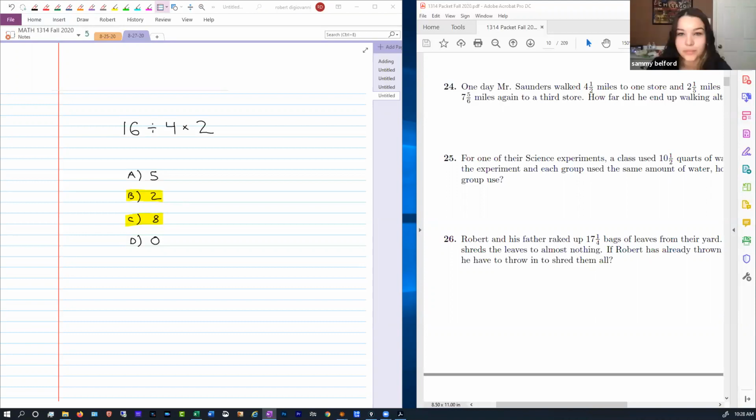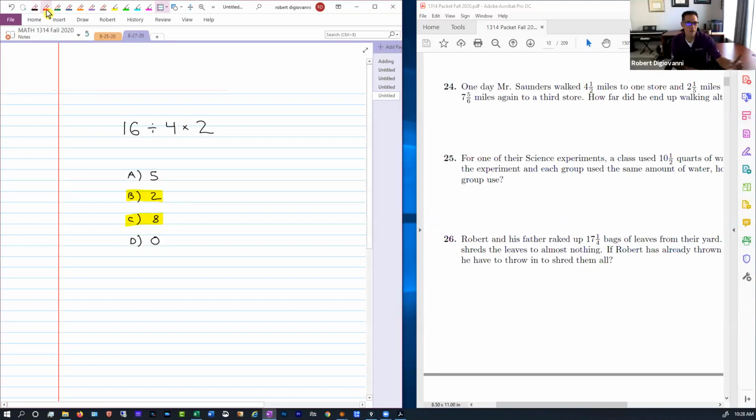I just followed PEMDAS. Okay, that's a thing we use to help us with order of operations. That's part of what this next section is about. I'm going to write it down. PEMDAS. When I was a student, I was taught this acronym: please excuse my dear Aunt Sally. You do the parentheses always first, then exponents, then multiplication, then division, then you add, and then you subtract.